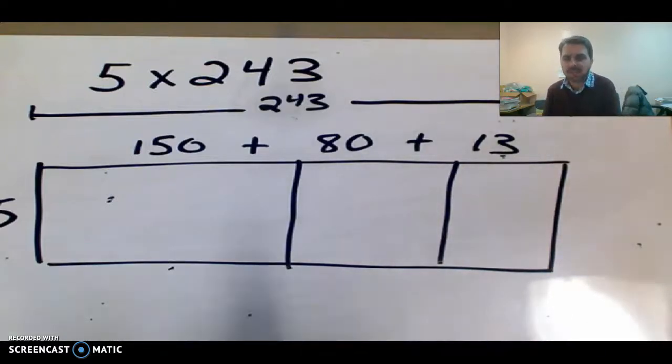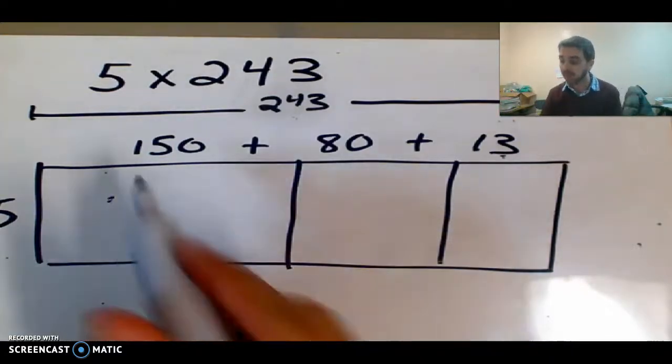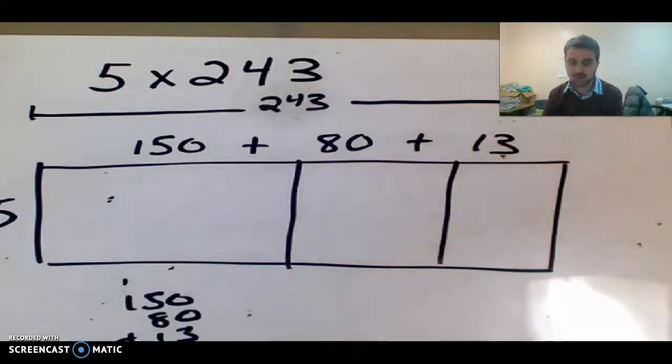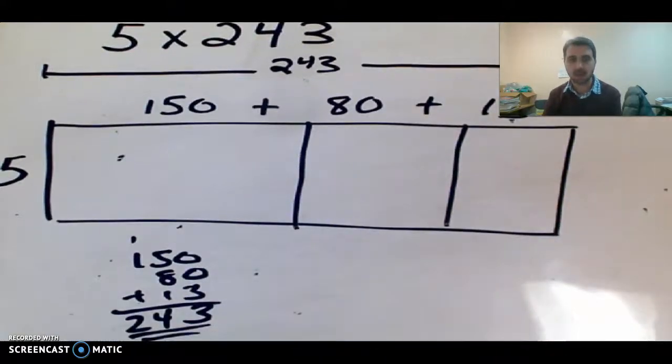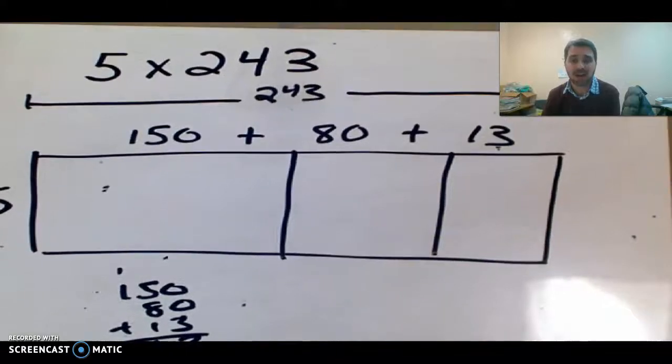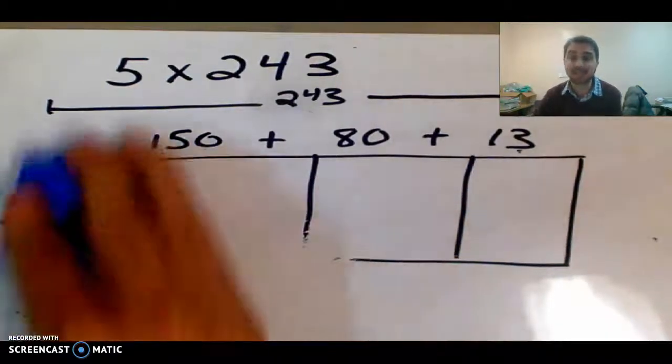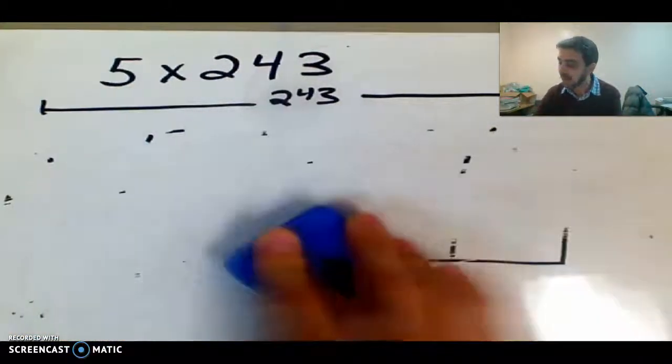But okay, so why wouldn't I do it this way? What do you think? This is not a good way to do it. 150 plus 80 plus 13. It does equal 243. But I wouldn't want to break it up this way because you know why? Because I don't know what 5 times 150 is. I do know what 5 times 80 is, but I don't know what 5 times 13 is. So that's not a good way to break it up. It's better to break it up by place value, okay? Because that way I know how to multiply.